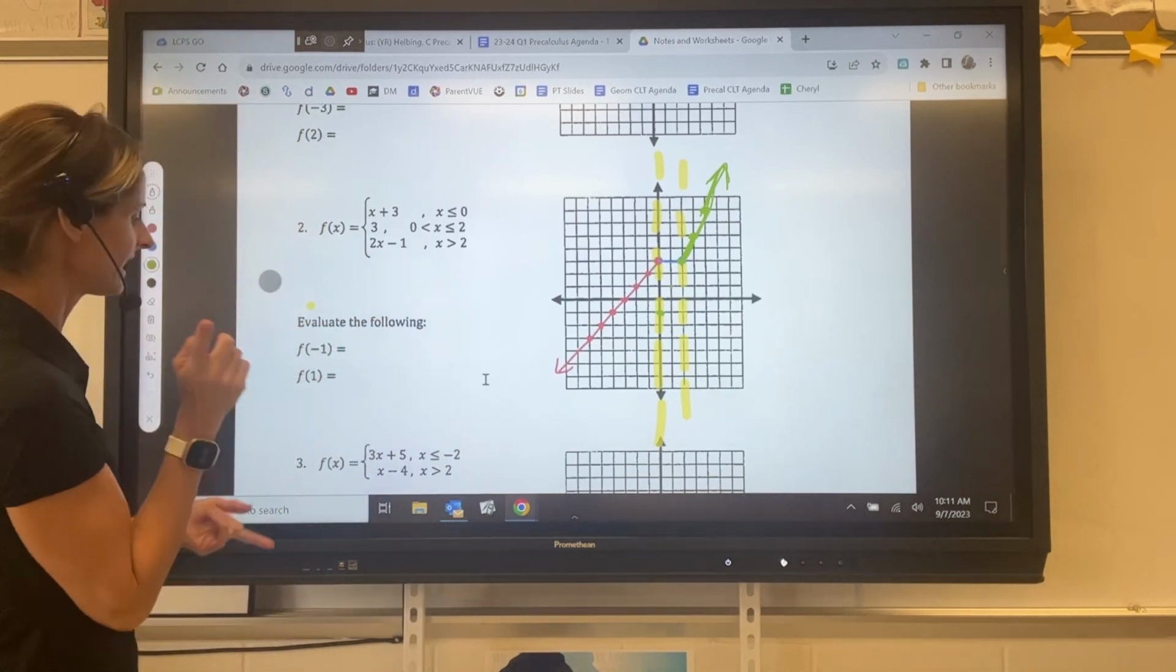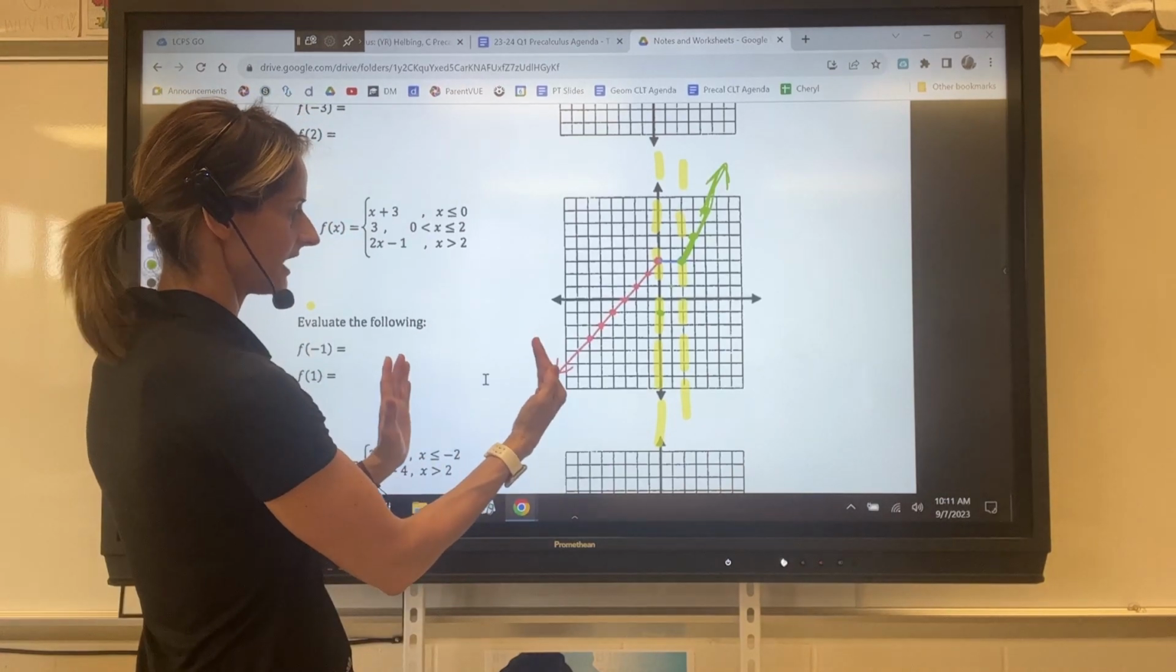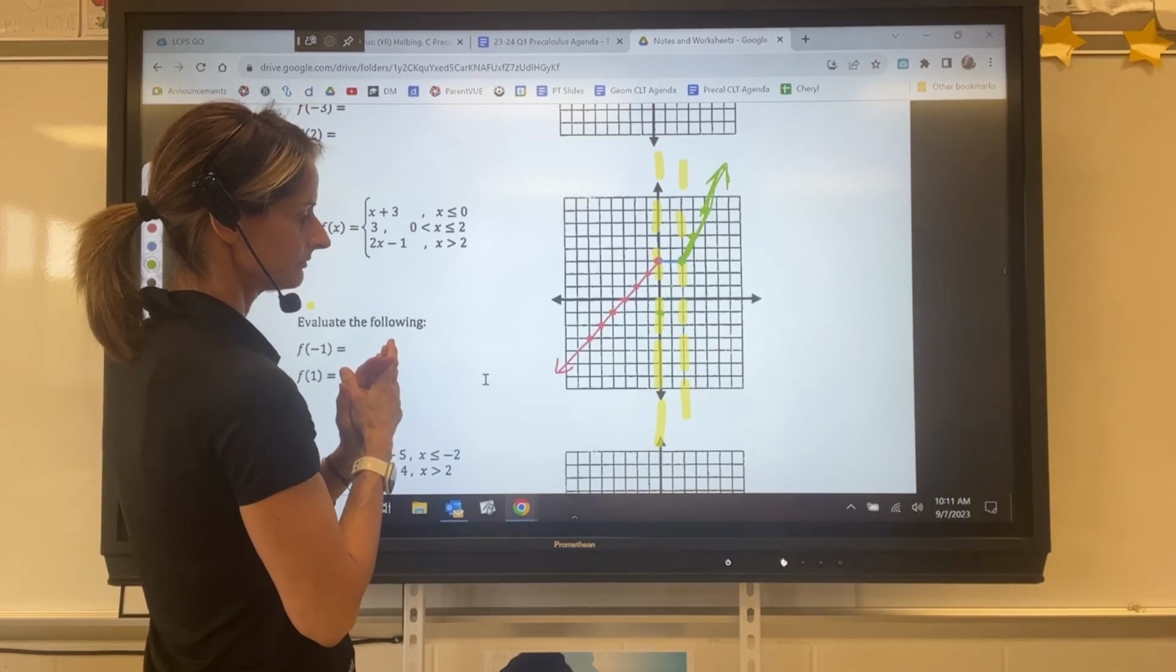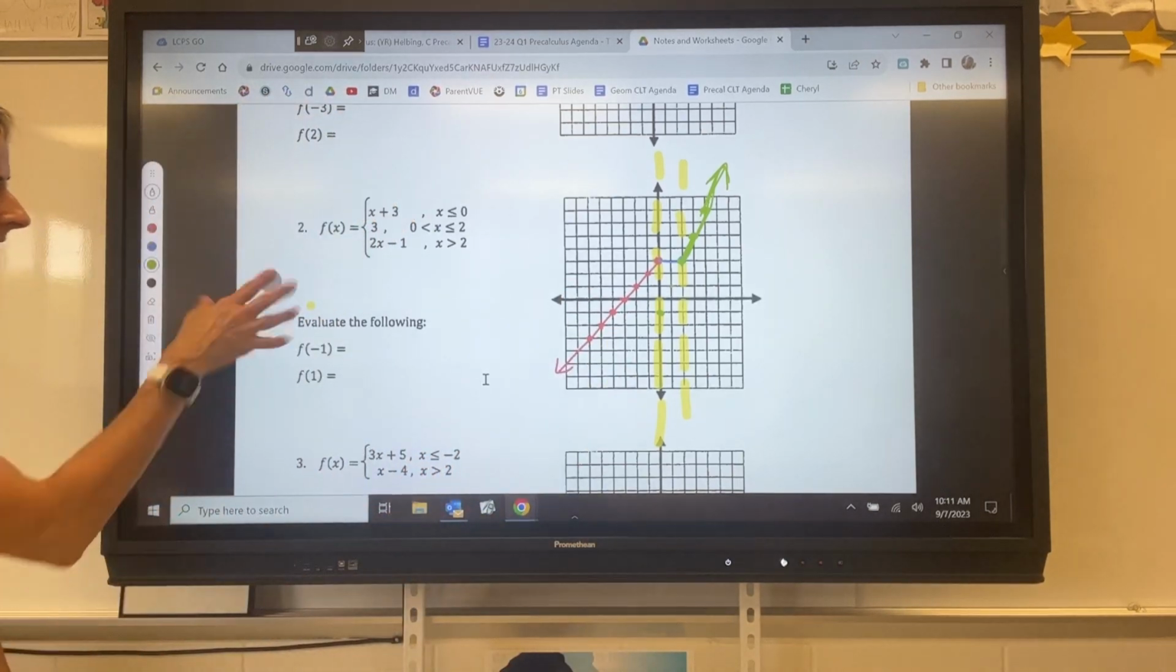In fact, I think in problem 3, since we've got a separation in the graph, we're going to have some closed points and some open points. That's just how that problem works out.